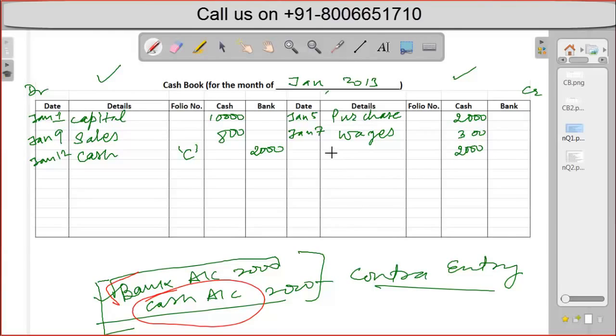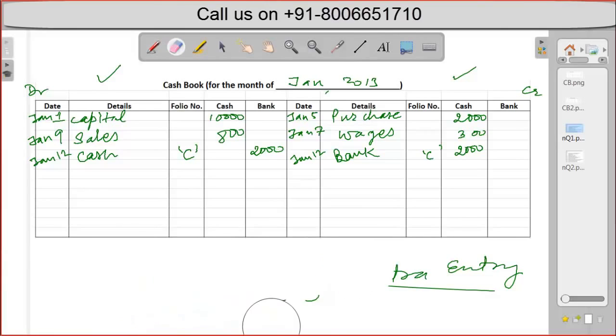And write down the name of the opposite account, and opposite to cash is which account? Cash account. Okay, no, sorry, bank account. And here write down C. C means contra entry, and put the date January 12. So this is the transaction which is recorded on both the sides. That's why the recording of such a transaction is called what? Contra entry. So whenever you find in any entry there is cash and bank, it means that is a contra entry, and that entry will be recorded on both the sides of the cash book.